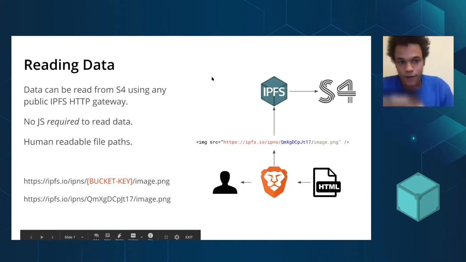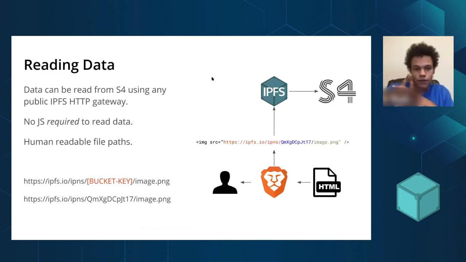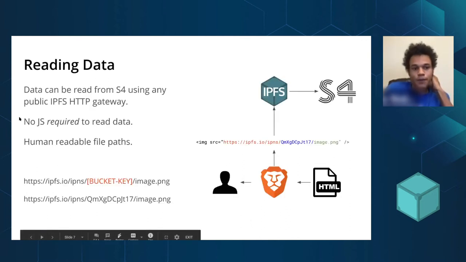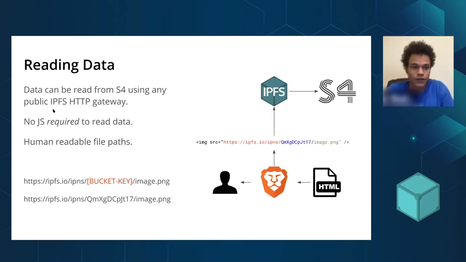So then onto reading data. How do we read the data from S4? Again, I had a few specifications on how I wanted to make this work. Namely the fact that I didn't want to use JavaScript. The beauty of S4 is that the data gets requested over HTTP gateways, meaning that if you don't want to use JavaScript and you just want to have a plain image tag, you can have a plain image tag and that image will be loaded over S4 using a public gateway. This also allows for human readable file paths. This hash only references the bucket. Therefore, all the content is human readable, as you see here.